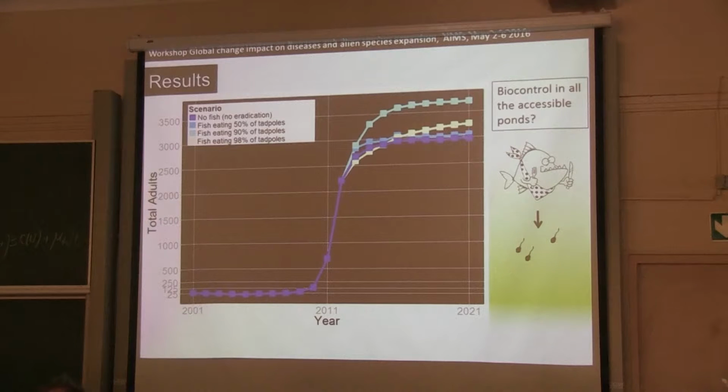Then we can add fish that eat 98% of tadpoles. As you can see, in this situation too, there's no difference. Otherwise, if we add fish that eat all the tadpoles, like, for example, drying these ponds, we get a result. So the advice here is that if you want to use a biological control, we have to consider non-linear dynamics in this kind of population dynamics.